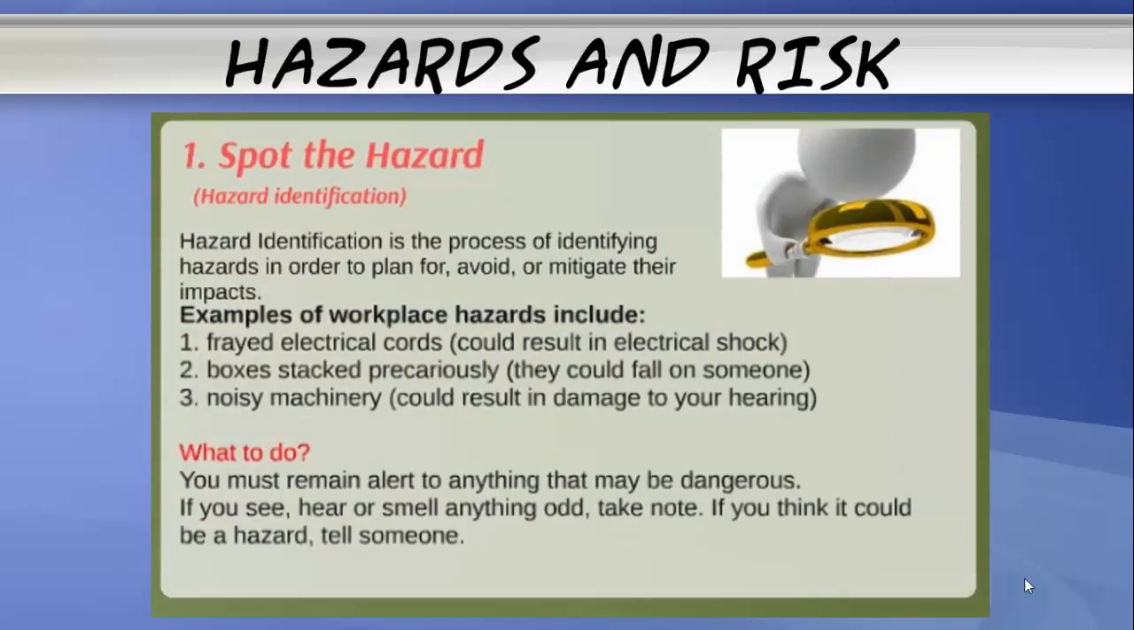Step 1. Spot the hazard or hazard identification. Hazard identification is the process of identifying hazards in order to plan for, avoid, or mitigate their impacts. Examples of workplace hazards include, first, frayed electrical cords that could result in electrical shock. Second is boxes stacked precariously that could fall on someone. Third is noisy machineries that could result in damage to your hearing.